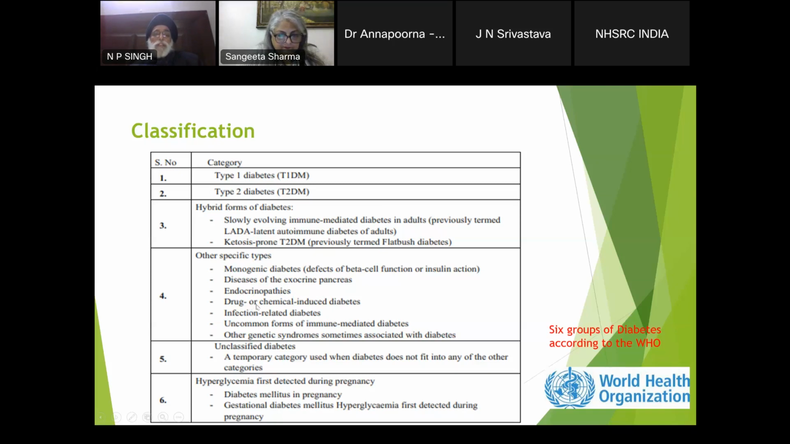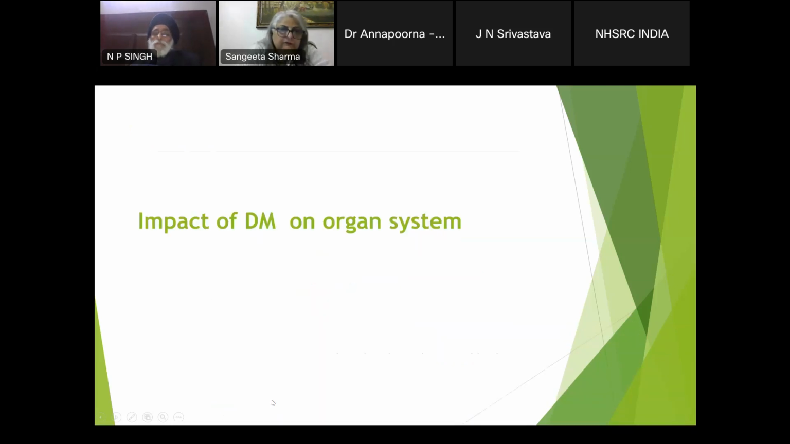We have seen steroid-induced diabetes. Now this is again classified as other specific types. Similarly, infections can precipitate diabetes. And so there is a fifth type which has been described as unclassified diabetes, which is a temporary category when the diabetes does not fit into the others. Also, what was known as gestational diabetes is now known as hyperglycemia first detected in pregnancy. It could be diabetes mellitus in pregnancy, or it could be classified as gestational. Now, how does it impact the organ system?